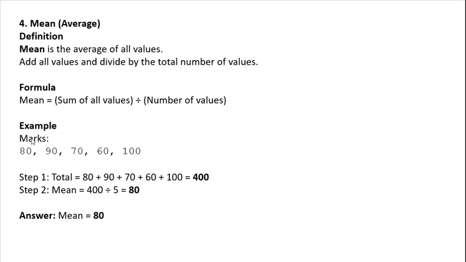For example, given 5 marks, the first step is to find the total of all the marks. Step 2: the mean is the total marks divided by the total number of values. So 400 is the sum of all the values, divided by 5, the total number of values, which equals 80. So 80 is the mean, the average value.